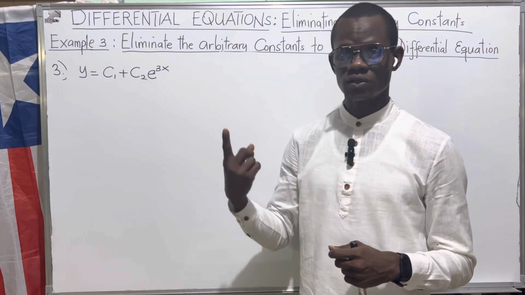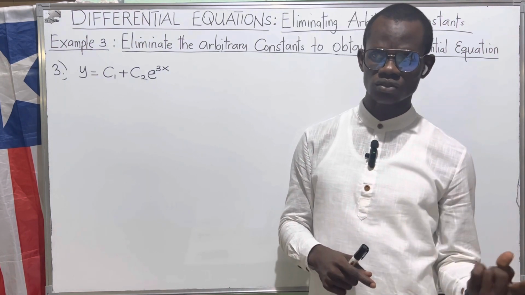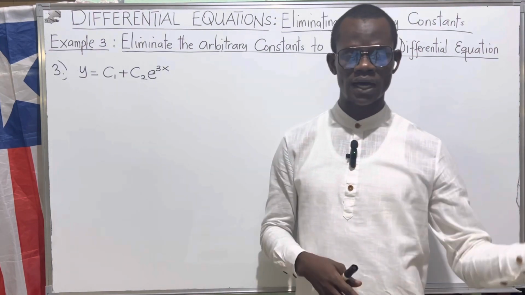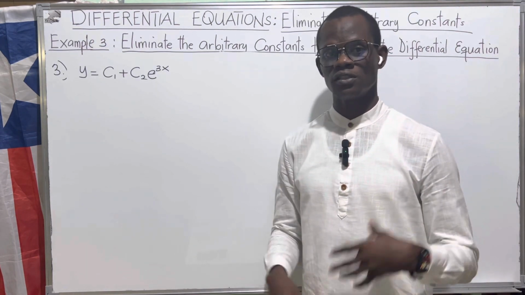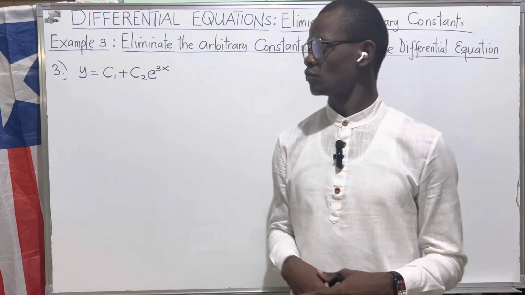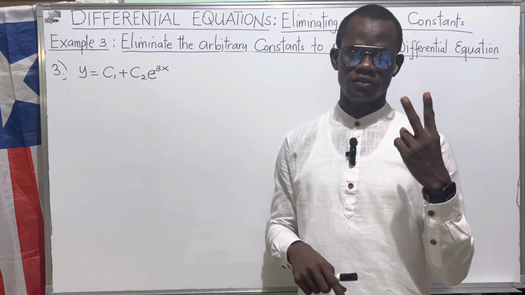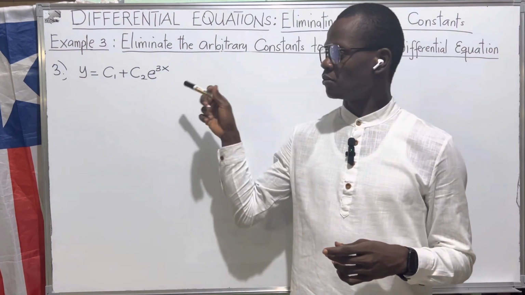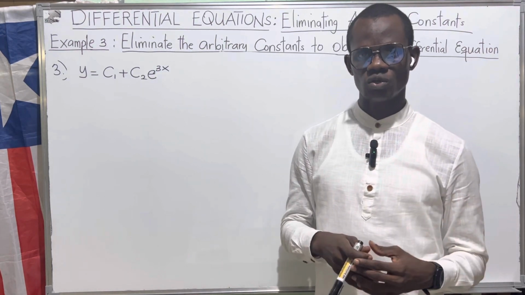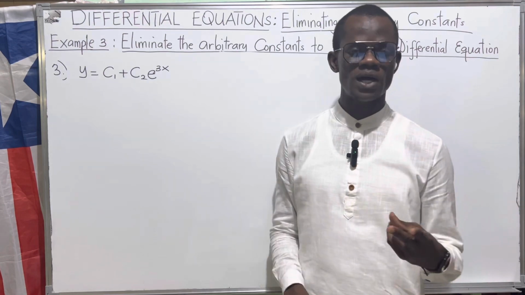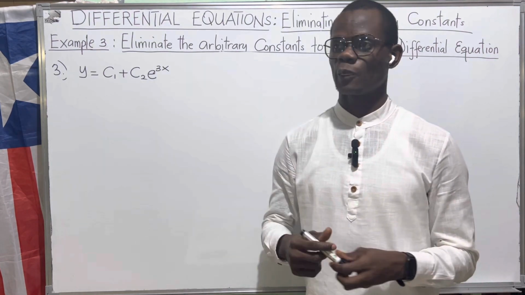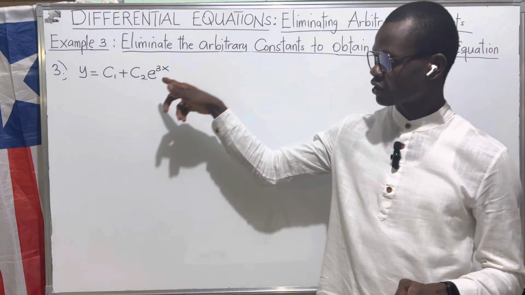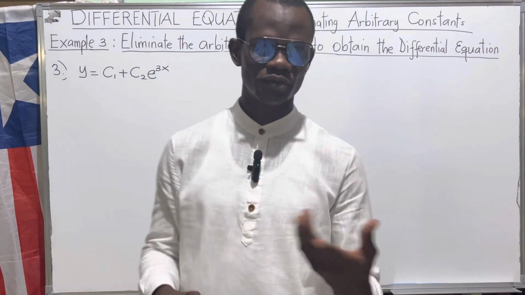So if you have one constant, it means you have to differentiate once. If you have 2, you must differentiate twice. You have 3, you must differentiate 3 times, and so forth. So in this problem now, we have 2 constants. So it means this is a second order differential equation solution. So we must differentiate twice to be able to arrive at the differential equation that has this solution. So let's get started.